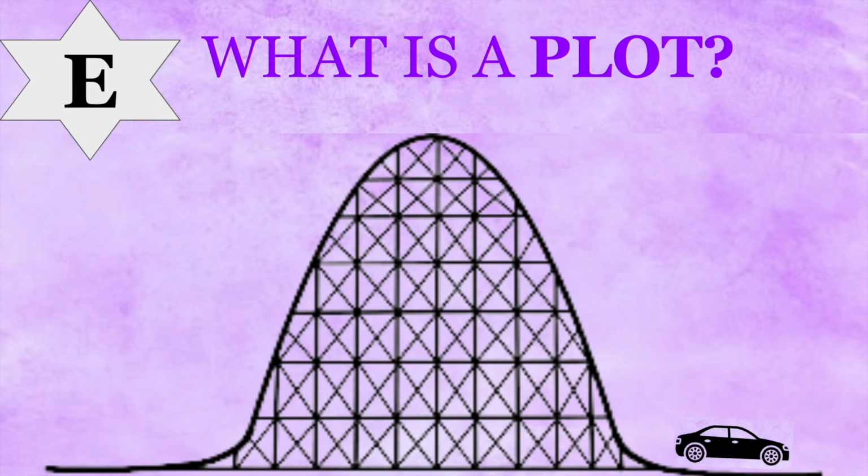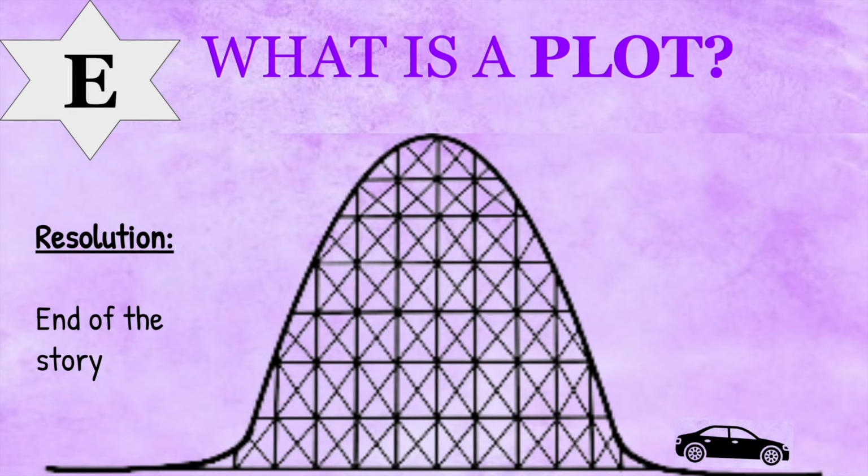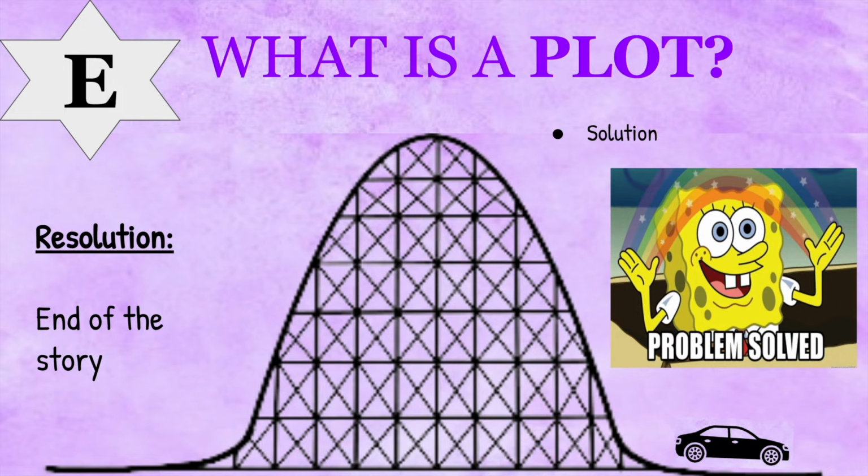E is the end of the story. In the end, we answer questions like, how did the characters solve the problem? What did they do? Did the character change at the end of the story, or did they remain the same throughout the story? It usually teaches a lesson to the character.